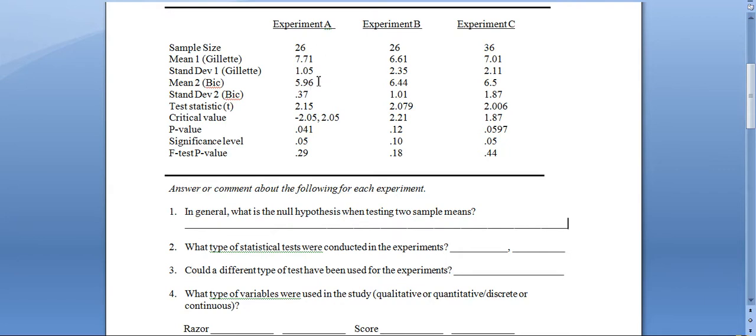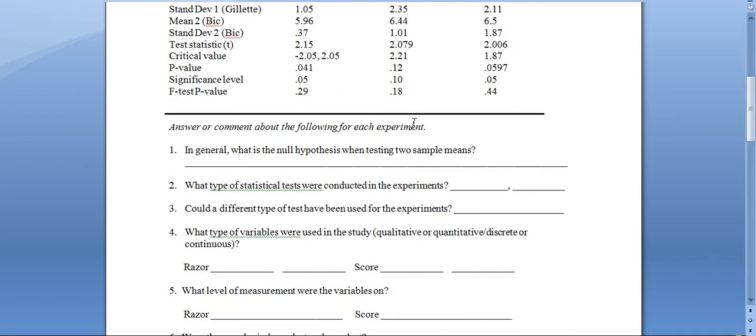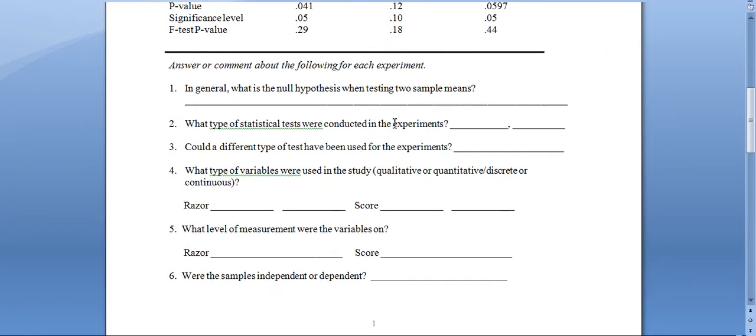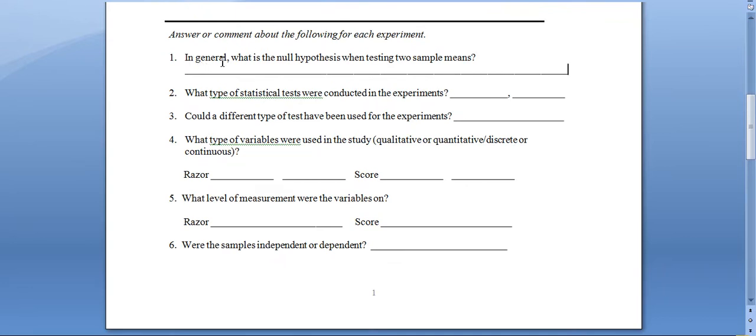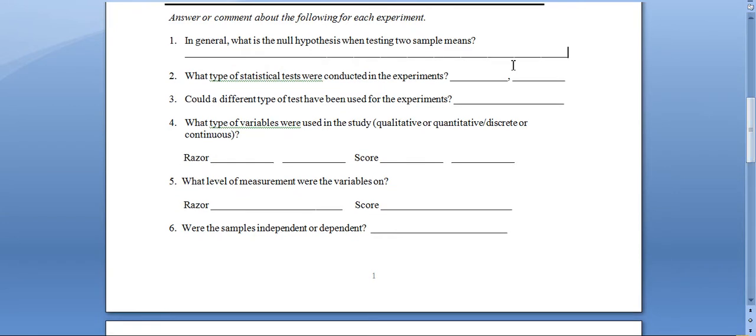So we had 2 groups being compared. And 2 razors being compared by the same 26 women. And we're going to talk about all this information here. Now, when you go through to answer these questions, some are in general. You see number 1 says, in general, what's the null hypothesis when testing 2 sample means? So we're saying, how do we approach hypothesis testing when we are comparing 2 groups? How do we start when we talk about that null hypothesis?